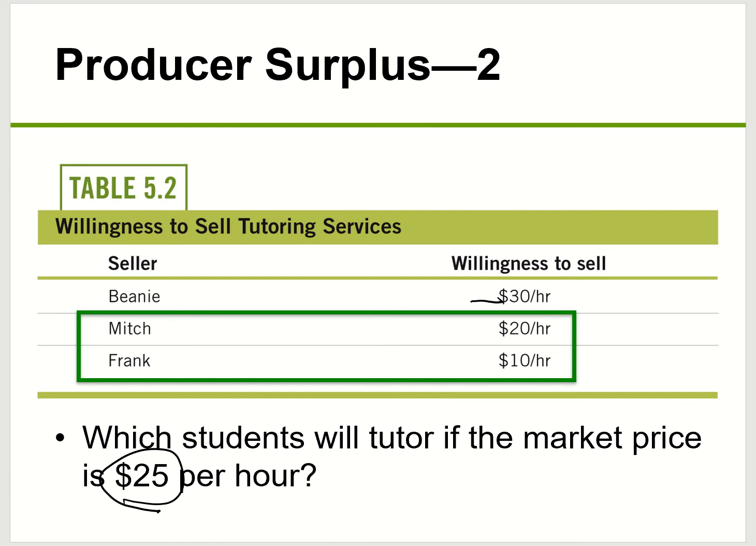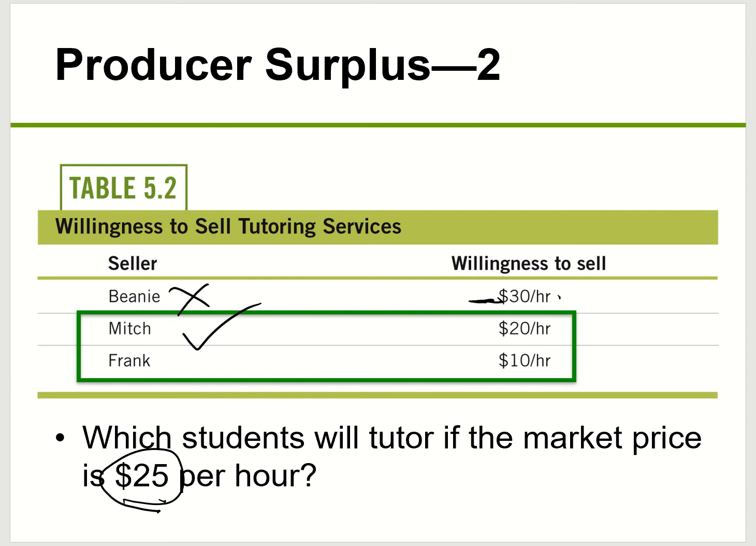Now Beanie wouldn't do it, because for Beanie, he only sells for $30. That's how much his service will cost, right? But consumers only pay $25, so too cheap. He wouldn't sell the service, because if he does, he'll lose money. Now for Mitch, he wants to sell for $20. Consumer pays $25. He's pretty happy because consumers are now paying more than his cost, so he will sell the service. And then Frank wants to sell for $10.